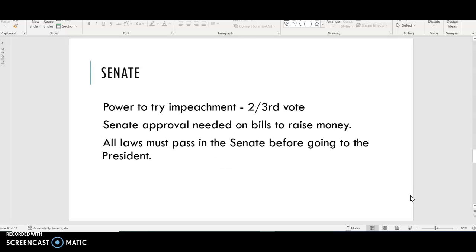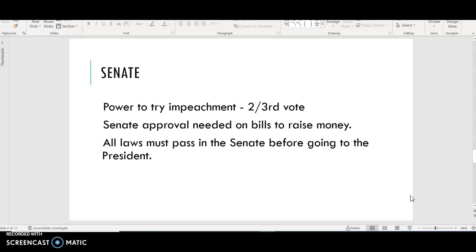The Senate is also allowed to impeach the president, but it has to pass through the House of Representatives first. Then it goes to the Senate, and the senators need to have 2/3 of the entire Senate vote to impeach a president. Once again, impeachment means to remove the president from his position.